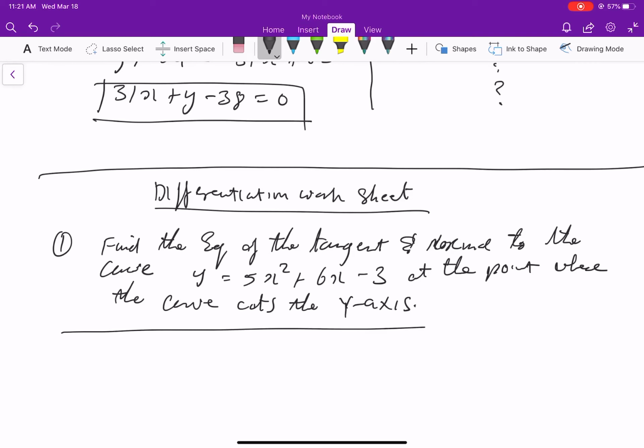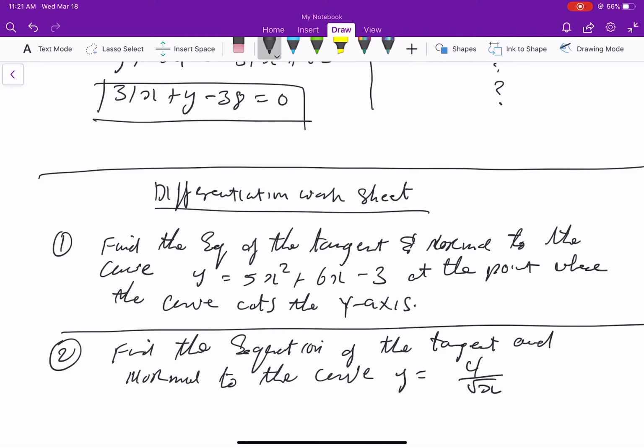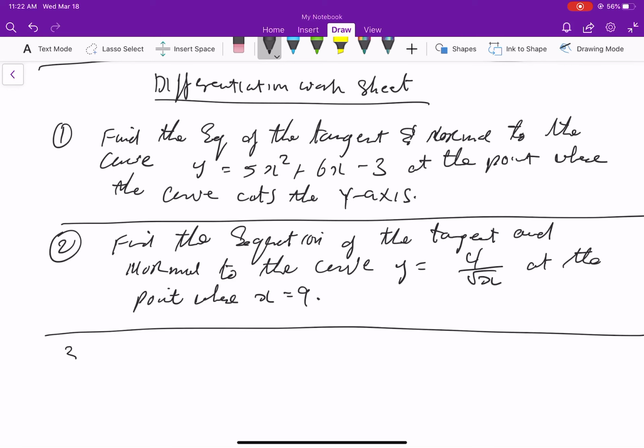All right. Number 2. Now this one, find the equation of the tangent and normal to the curve y is equal to 4 upon root x, at the point where x is equal to 9. And one more.